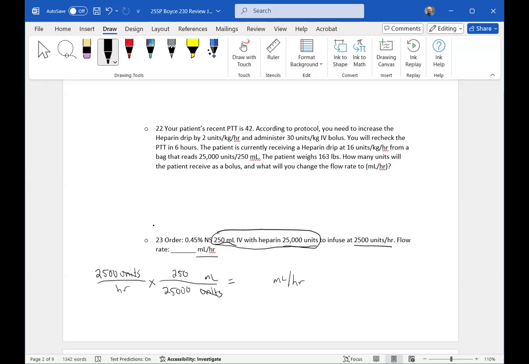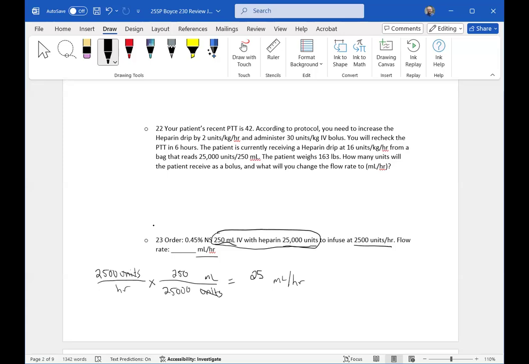So I'm going to take 2,500 times 250, and I get 625,000. And then I'm going to divide by 25,000. And I get a flow rate of 25 ml per hour.